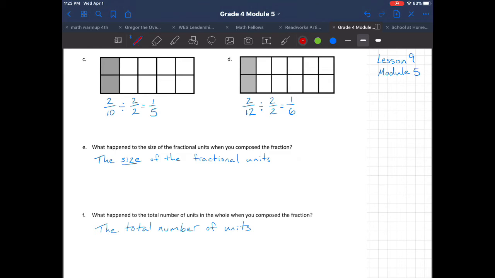This is C and D from the last page, but I wanted that to stay there so that we could do E. So the size, I'm sorry, I should read the question. What happened to the size of the fractional units when you compose the fraction? So when we went from the 2/10 to it being 1/5, and we went from the 2/12 to being 1/6, the size of the fractional units increased, right? We have bigger, instead of 2 small little 12ths, we have 1 big 6th. So that is increased.